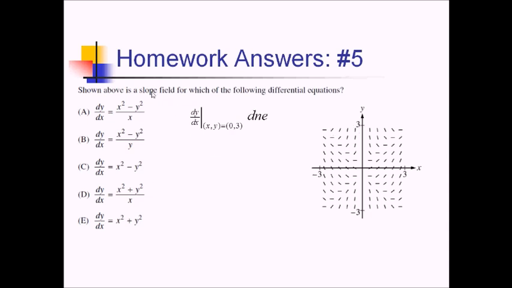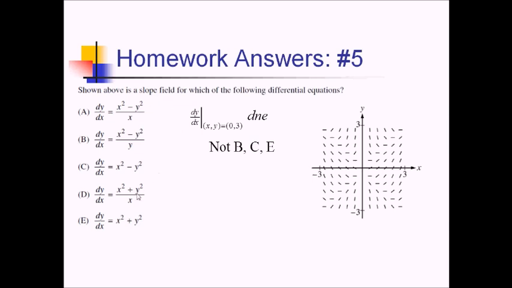Plugging 0 and 3 in for x and y in our answer choices, for choice A, I'm dividing by 0, which is DNE, so A is still around. For B, I'm not dividing by 0, I'm dividing by 3, so that's not going to be DNE, so B gets eliminated. C, we've got 0 squared minus 3 squared, not DNE. Choice D, I'm dividing by 0, so that's DNE. And then choice E, we've got 0 squared plus 3 squared, not undefined. So then it looks like B, C, and E, since they did not give us undefined, are going to get eliminated. Now I have to choose between A and D.